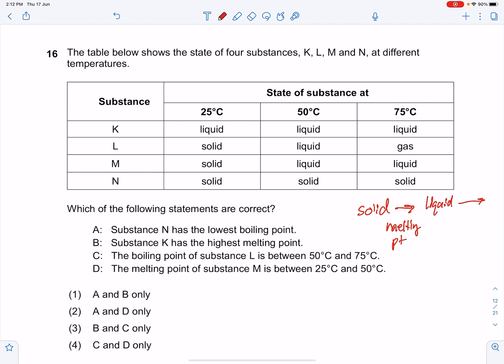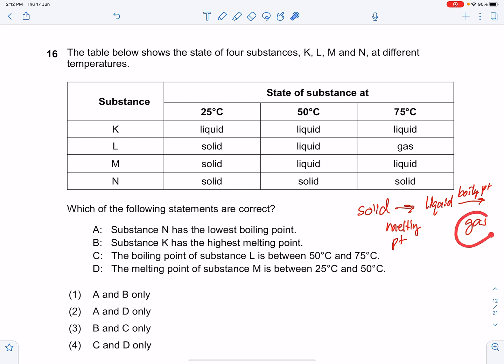And only when it reaches boiling point, then it becomes a gas. So it goes this way. With this very quick diagram, or just a quick note at the side, it can help you along the way. Let me explain to you why. So let's start. Which of the following statements are correct? Substance N has the lowest boiling point, right?